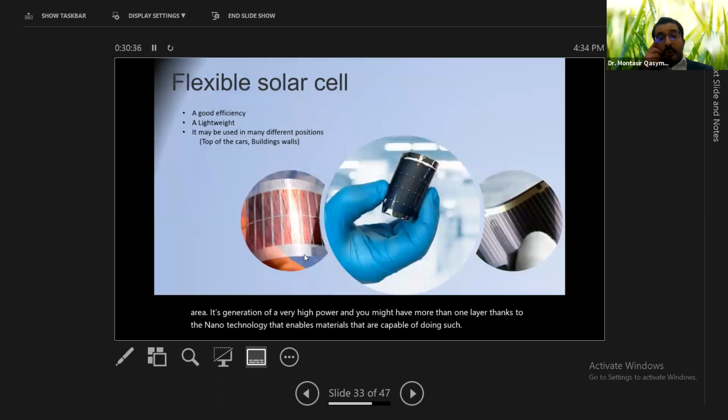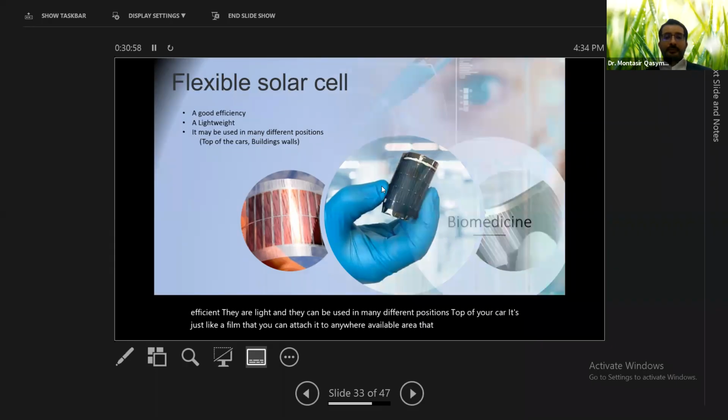Here they are talking exactly about the same topic, which is the flexible solar cell. Flexible solar cells, the same thing, they are based on nanotechnology material. They are efficient, they are light, and they can be used in many different positions. On top of your car, it's just like a film that you can attach anywhere, any available area that is properly subjected to sunlight.